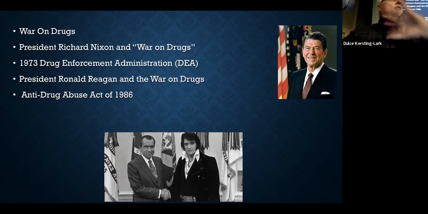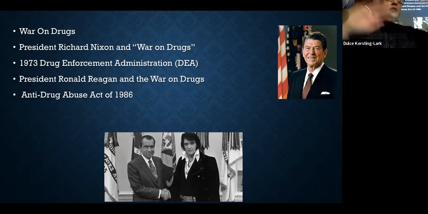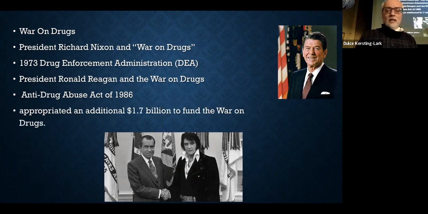And then of course you get the pharmaceutical industry in there and the overprescription perhaps and all that, which I'm not going to go into. And so that's where I'm going to wrap it up. And I just want to show you one last thing. Yeah, he appropriated an extra $1.7 billion a year to fund the war on drugs. I forgot about that line. So a lot of money.